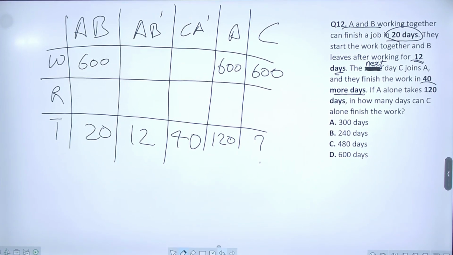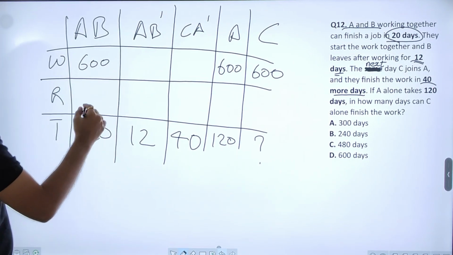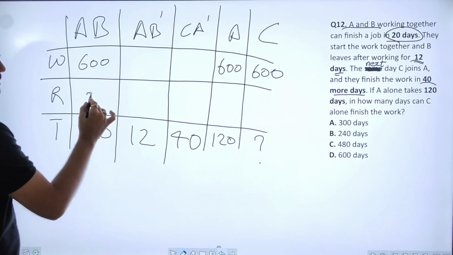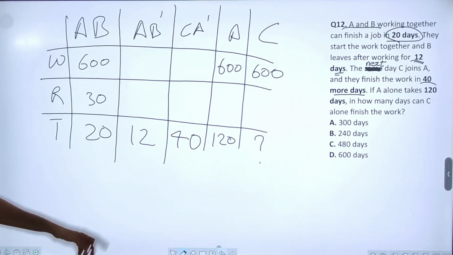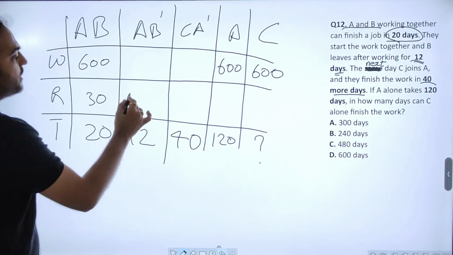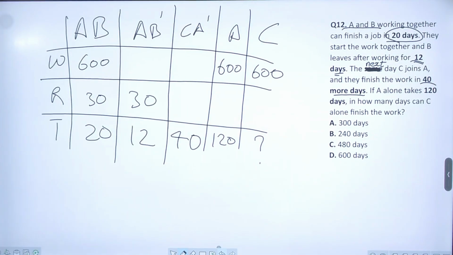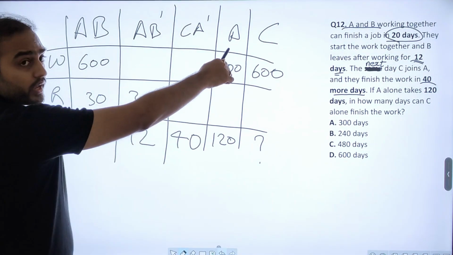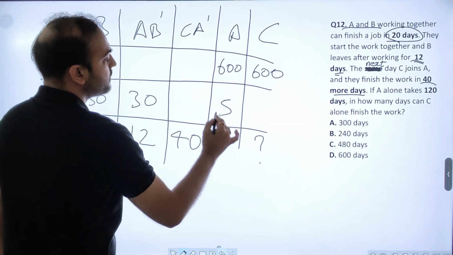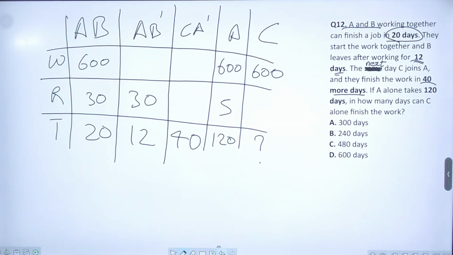Step 3. Find the rate. Rate of A and B together: 600 by 20. That is 30. So when they work together, the rate remains the same, 30. Rate of A, 600 by 120, that is 5. Okay, so rate of A is 5.